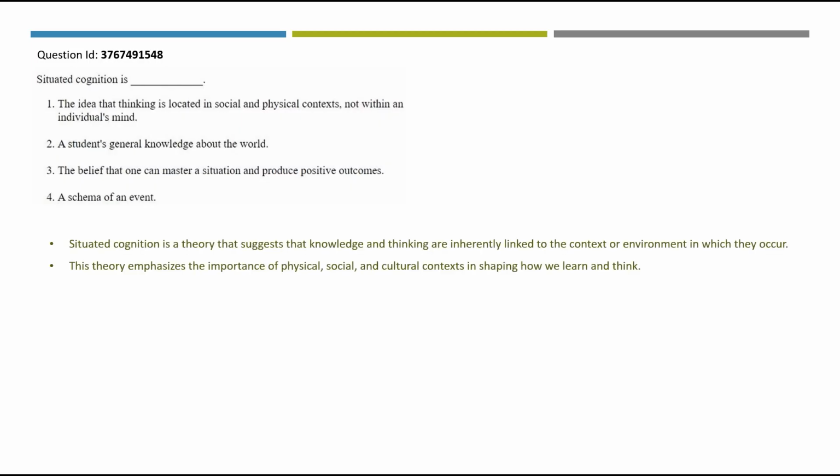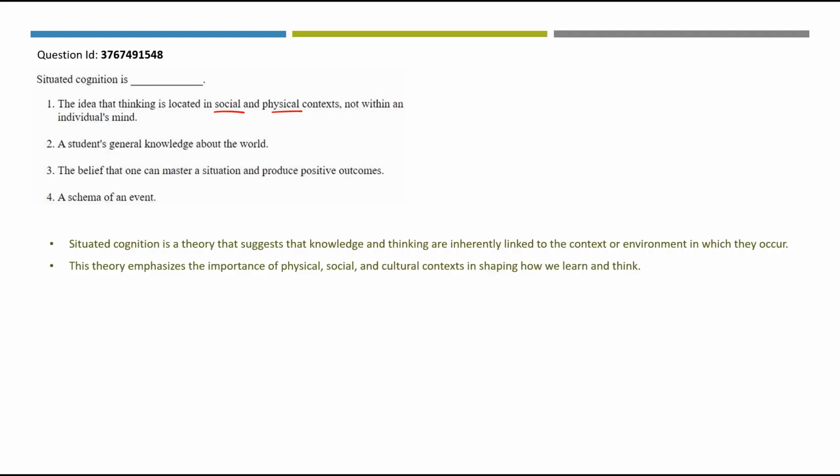Situated cognition is a theory that suggests that knowledge and thinking are inherently linked to the context or environment in which they occur. This theory emphasizes the importance of physical, social, and cultural context in shaping how we learn and think. So here the clues of the definition, social context, physical context are given.